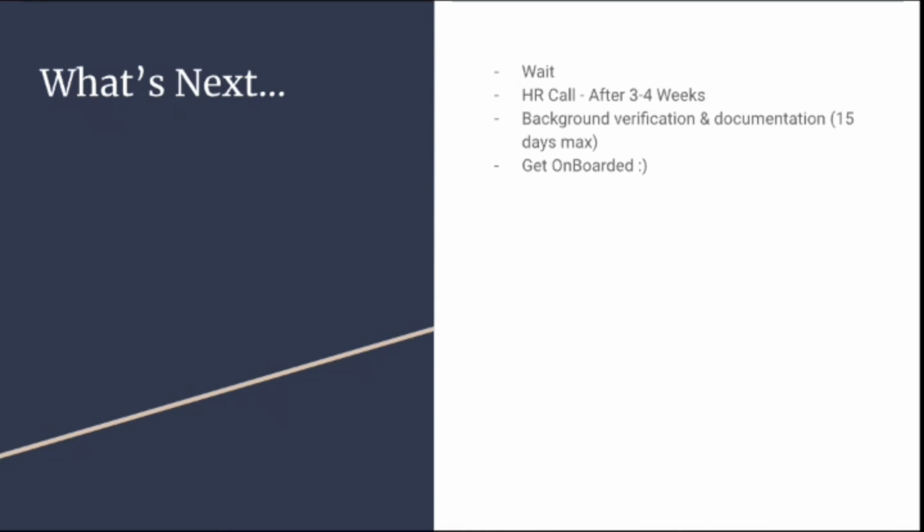Then what is next? After the 4 rounds, the HR called me to say that I was selected, and then it took 3 to 4 weeks to get onboarded. Background verification and documentation take a lot of time, around 3 to 4 weeks. The whole process is quite lengthy. Once background verification is done, they will give you an offer letter, and you will get onboarded.